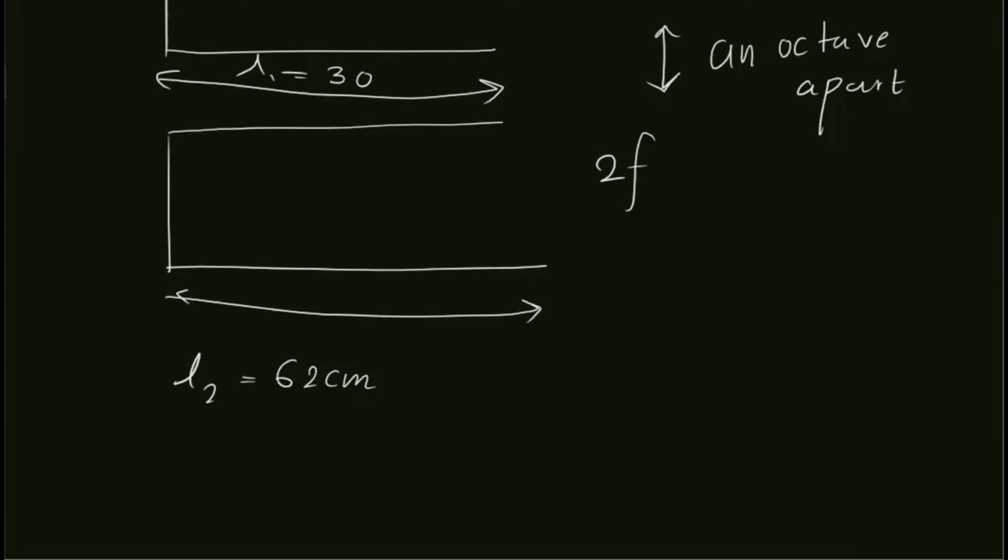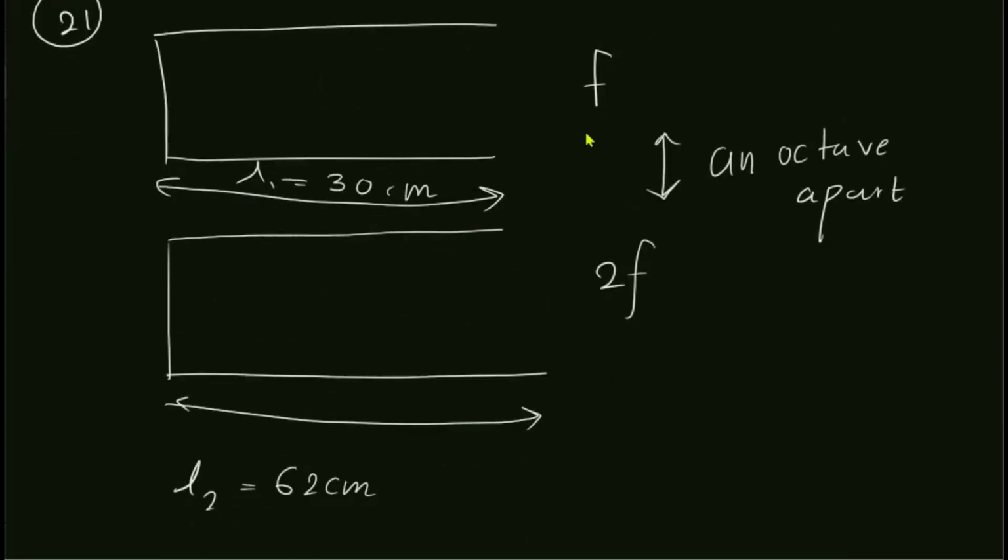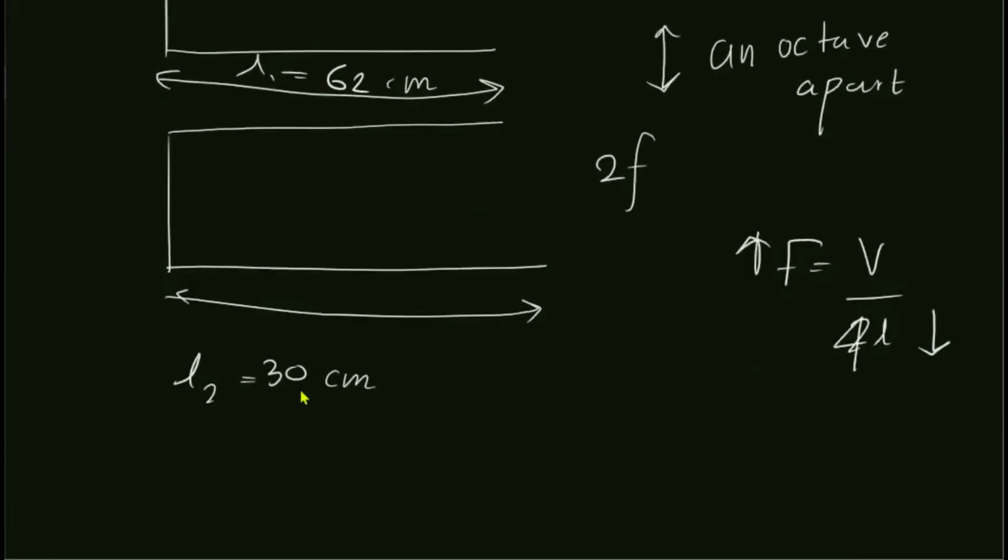30 centimeters, if I am correct. Yeah, 30 centimeters, right? So it should be the other way around, because the tube which has the lower length has the higher frequency. So f is equal to v over 2l, v over 4l, right? So when l is low, f is high. So that is why, since this is 2f, I gave it as 30.